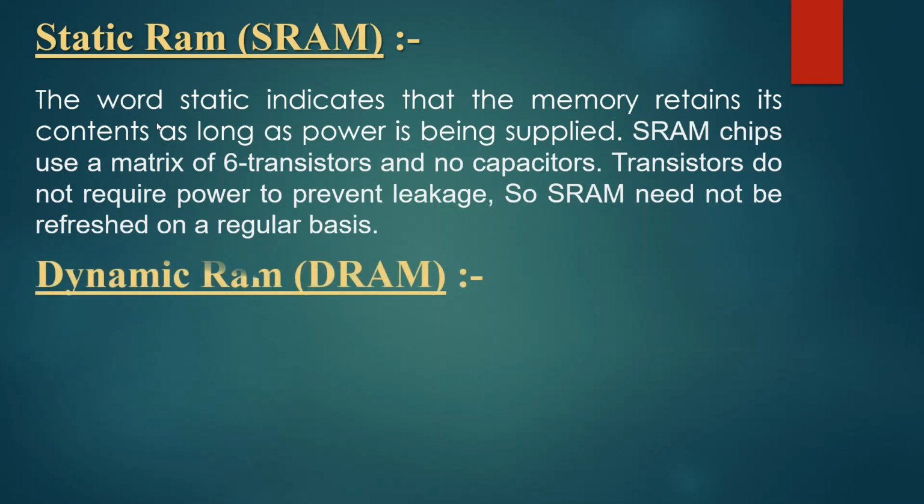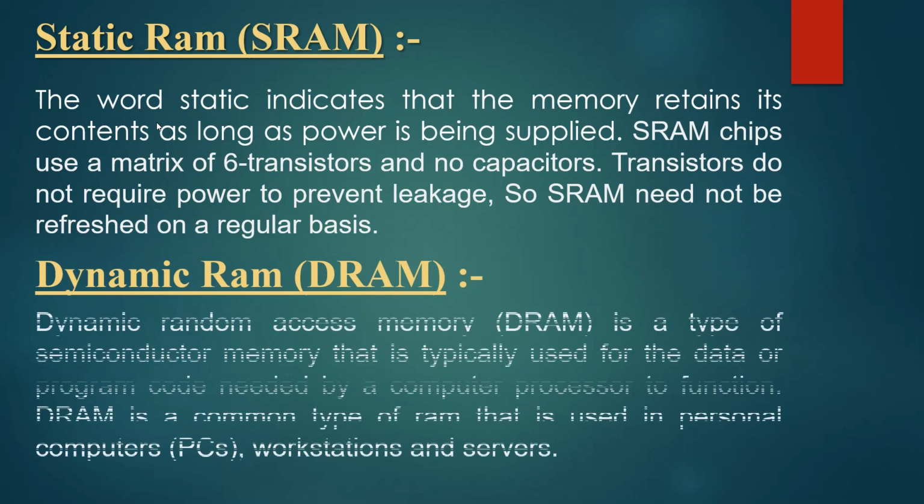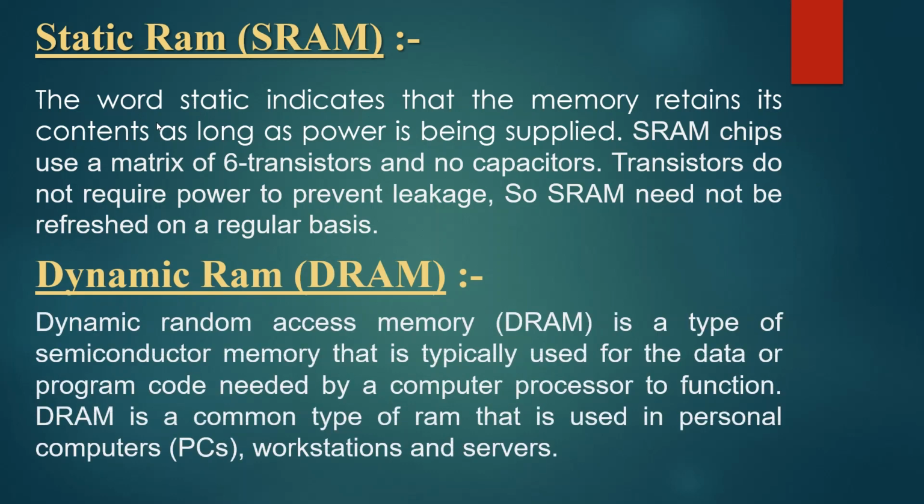And the dynamic RAM, Dynamic Random Access Memory, DRAM, is a type of semiconductor memory that is typically used for the data or program code needed by a computer processor to function. DRAM is a common type of RAM that is used in personal computers, PCs, workstations, and servers.